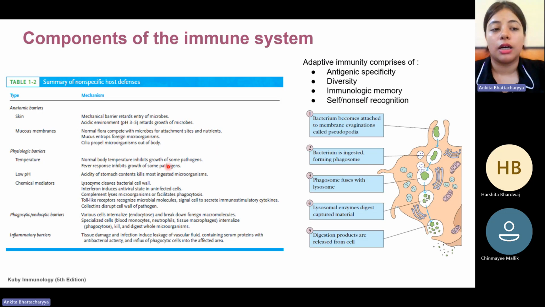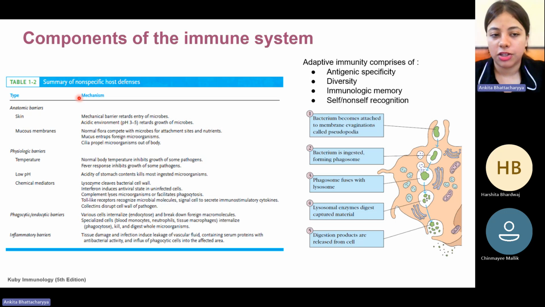Following this, we looked at the components of the immune system, how there are different components, you can think of them as sentinels, which are all together comprehensively keeping the immune system together. So we started off with the anatomic barriers, physiological barriers, phagocytic and endocytic barriers, and inflammatory barriers.